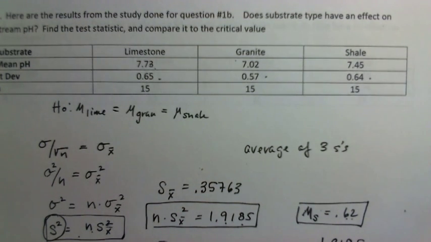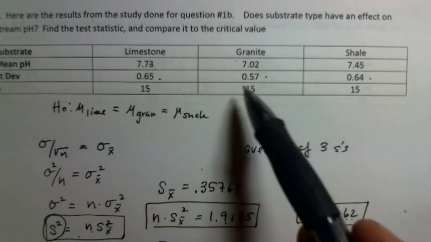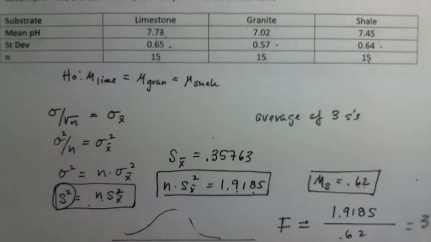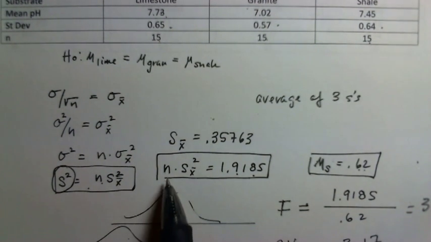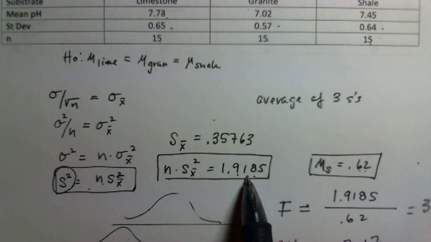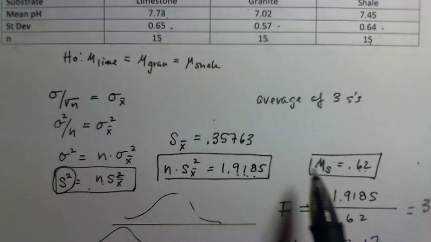The way we could get more evidence, we could make this number larger. Making this number larger makes this larger, which makes this larger, which makes this one bigger compared to this one.